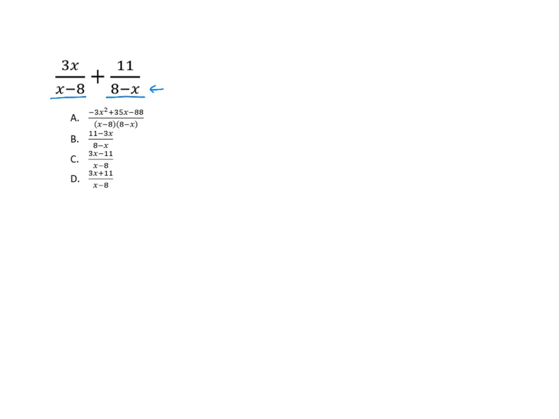So to change the second denominator so it's the same as the first denominator, I'm going to multiply this by -1. Because what that'll do is it'll make a negative x a positive x and a positive 8 a negative 8, which is what I want. But whatever I do to the bottom, I'm going to have to do to the top. So my first fraction is going to stay the same. My second denominator is going to flip, and my second numerator is going to become -11.